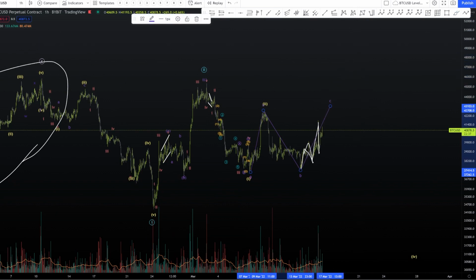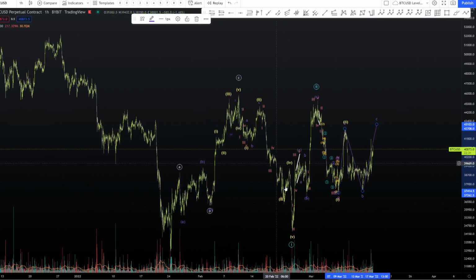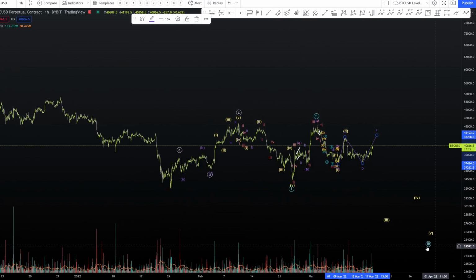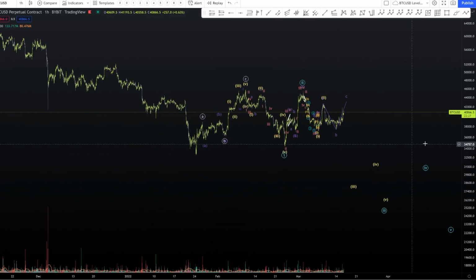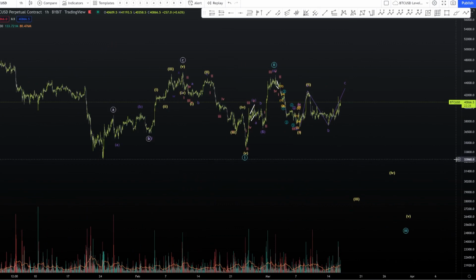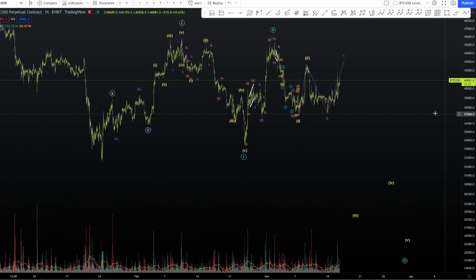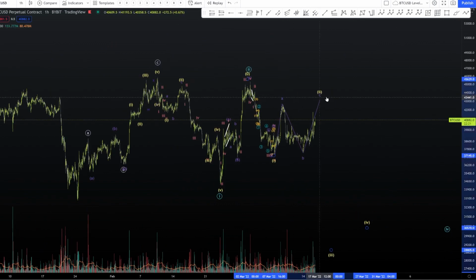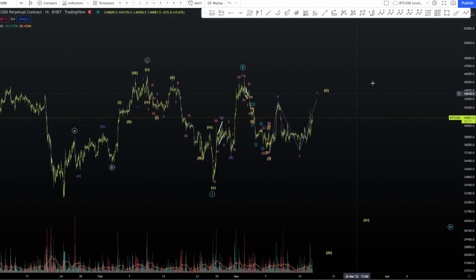So that's the second reason that I'm not really favoring this count as much right now, calling this all a 1 and a 2, and we're currently in an extended third. But it is a possibility. This could be a pretty funky wave C, rather a pretty funky wave 2 right here. And this could be a WXY of some sort. So it still is a possibility, especially if we do start breaking down pretty soon.